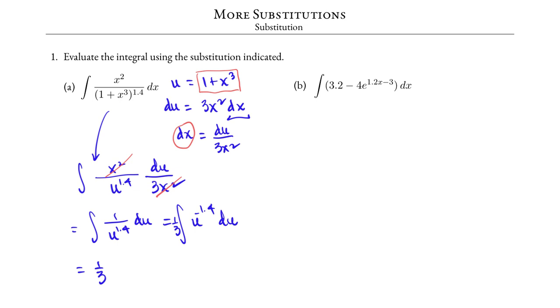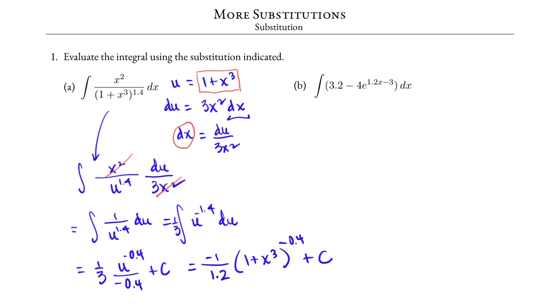u to the negative 1.4 is a power, and so we would use the power rule. Negative 1.4 add 1 is negative 0.4, and we divide by the new power, negative 0.4, plus c. Simplifying this, we see that this is 1 over 3 times negative 0.4, which is negative 1.2 in the denominator. u to the negative 0.4, but u is 1 plus x cubed, raised to the power negative 0.4 plus c. And this is the answer.